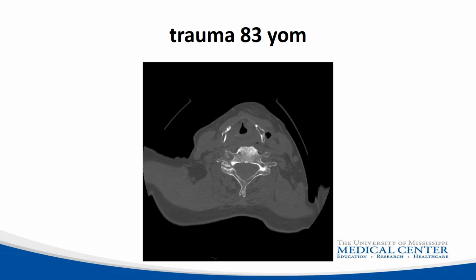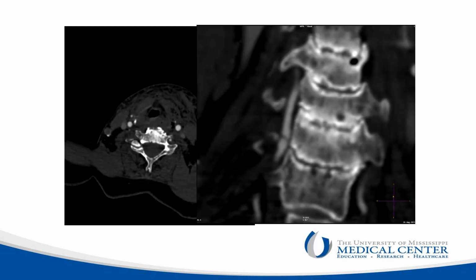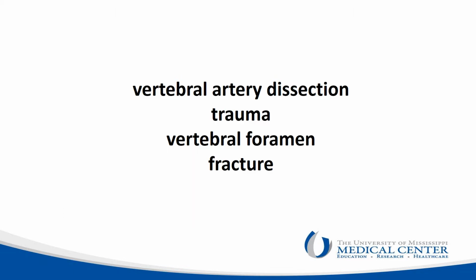Here's an 83-year-old who had a trauma. The fracture involves the vertebral artery foramen, and that increases the risk of vascular injury. So a CTA was performed, and we can see that there is irregularity of that right vertebral artery. On the coronal, we can see the linear defect, and that is a dissection due to trauma. When you have a fracture through the transverse foramen of where the vertebral artery travels, a CTA is needed.